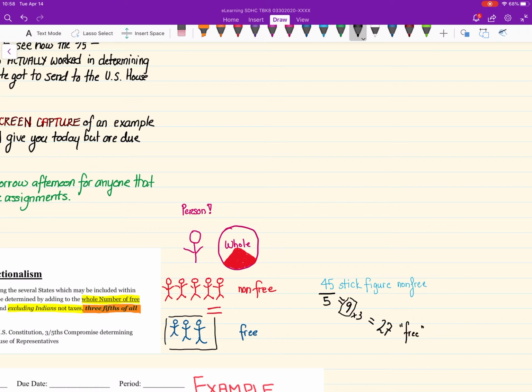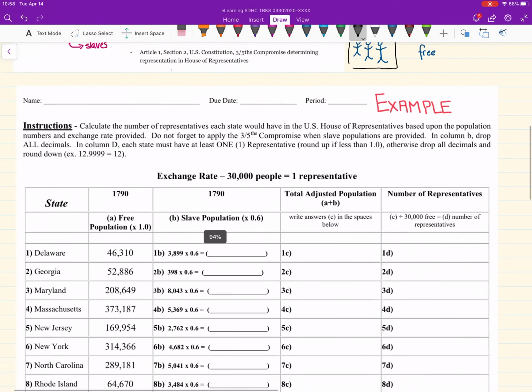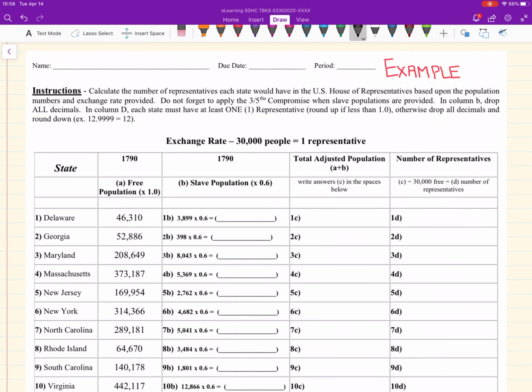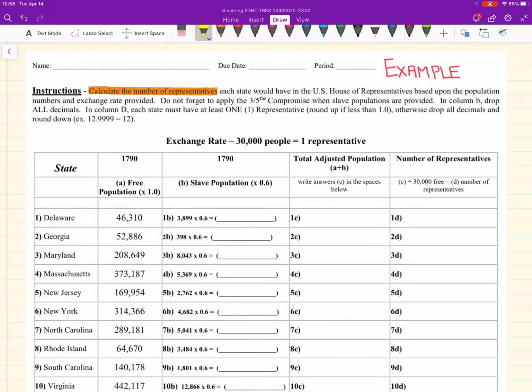Now that's probably confusing the living daylights out of you. So let's go on and use some real numbers to show you what I'm talking about. So first off, let's take a look at the instructions here. The instructions are very important. I suggest that when you go over the instructions, you highlight them as well. So first off, you're going to be calculating the number of representatives that each state would have in the U.S. House of Representatives based upon the population and exchange rate provided.